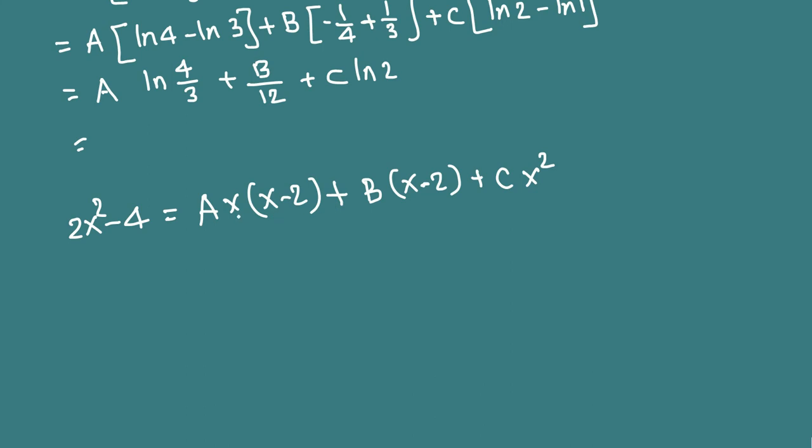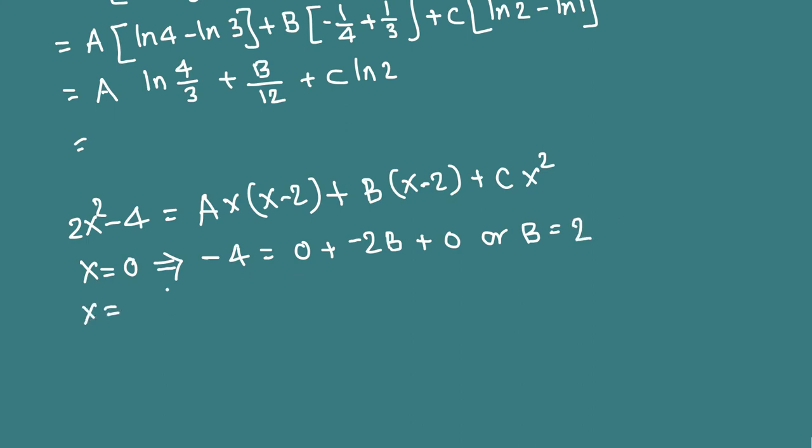By the way, look here, x is a factor, so x equals 0 makes this 0 and this 0, so we can find the value of b. This equation is true for all real values of x. So take x equals 0, that implies left hand side 0 minus 4, negative 4, equals a times 0, so this will be 0, minus 2b, c times 0 squared, 0. So negative 2b equals negative 4. So b equals negative 4 divided by negative 2, just 2.